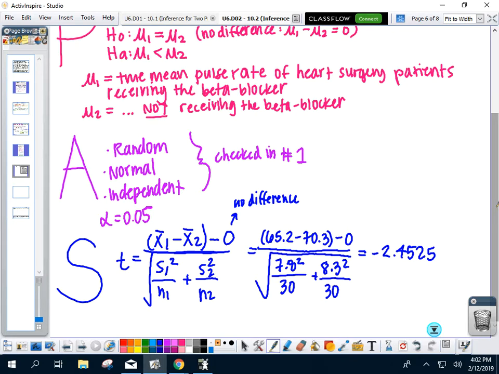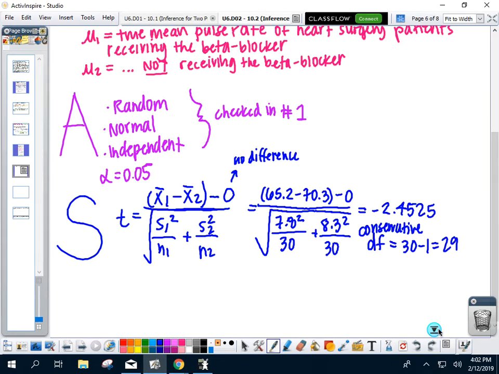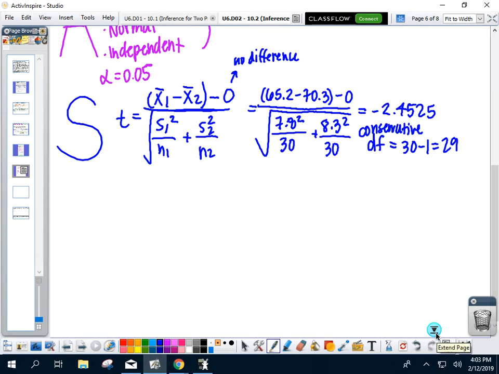All right, now I need to write down my df, same one. We're going to add the word conservative at the top. And it's going to equal 30 minus 1, still 29. I need that for when I do tcdf. Okay, so let's draw a normal curve or t distribution curve. They look very similar. This will get us our p-value. Negative 2.4525: 1, 2, 3. Right there.